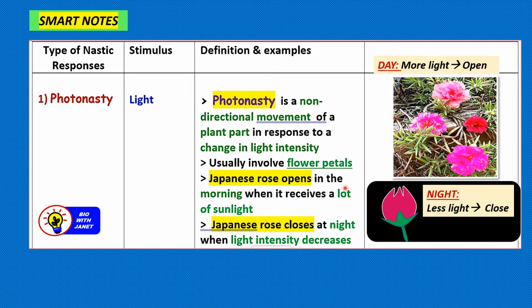For example, the Japanese rose will open in the morning when it receives a lot of sunlight and when the day is getting brighter. And it will close at night like this when the light intensity decreases. So that is photonasty, and it involves the flower petals of the Japanese rose. So notice here that no growth is involved for Nastic responses.